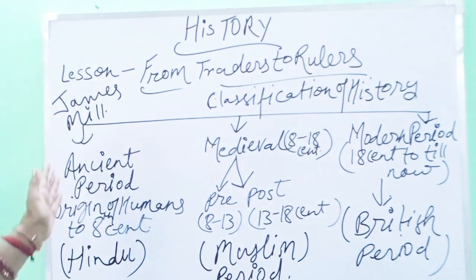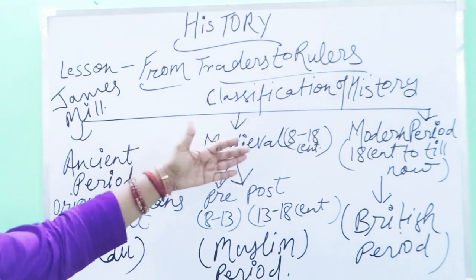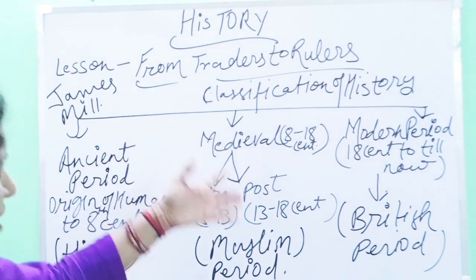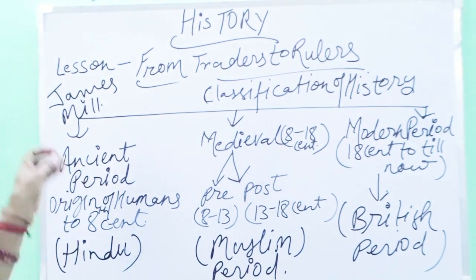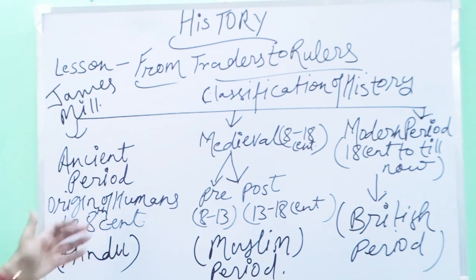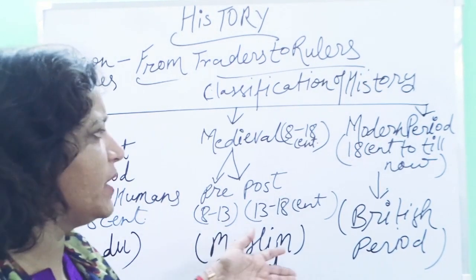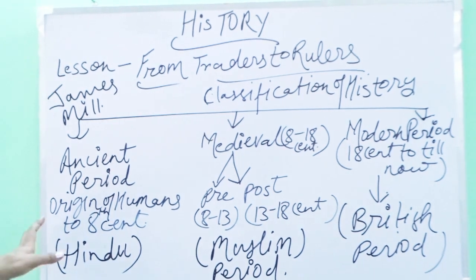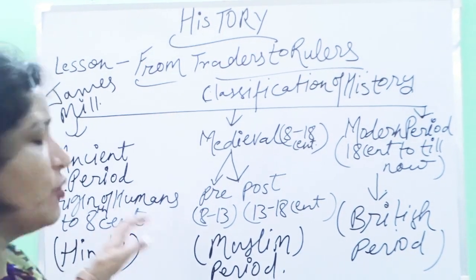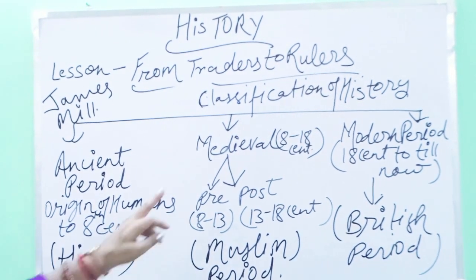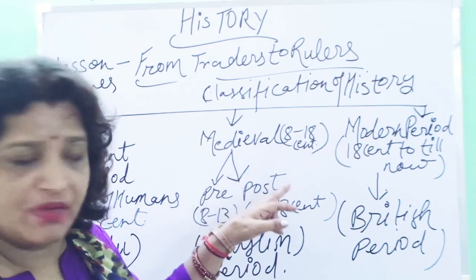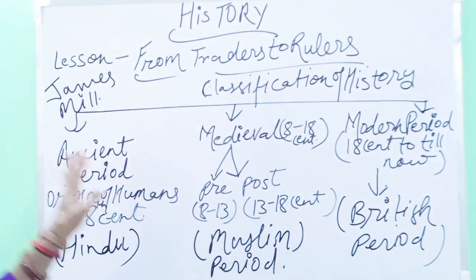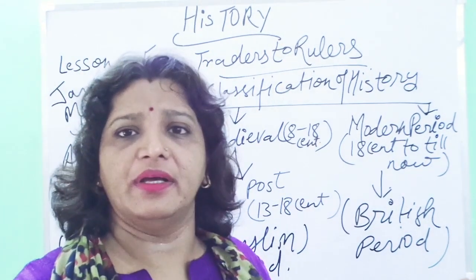In that book, he classified Indian history in 1817 into 3 categories: ancient period, medieval period, and modern period. According to him, the ancient period was known as the Hindu period, the medieval period as the Muslim period, and the modern period as the British period. The ancient period started from the origin of human beings up to the 8th century, the 8th to 18th century was known as the medieval period, and the modern period from the 18th century till now.